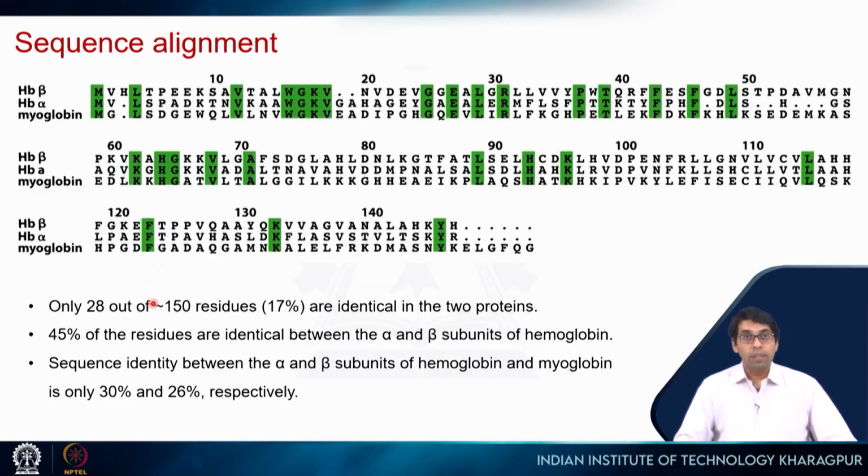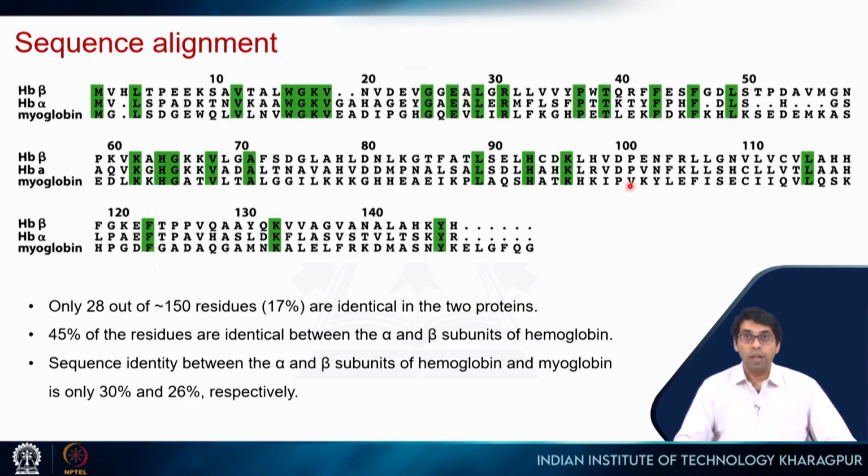If we compare the amino acid sequence of hemoglobin and myoglobin, so these are the 2 chains of hemoglobin, the alpha chain and the beta chain, and myoglobin, we have written all the amino acid sequences here. It turns out that only 28 out of 150 residues are identical in these proteins. Identical means that at this position all are methionine, all are leucine, all are valine, and so on. If you count, there are only 28 amino acids which are the same in all these 3 sequences out of almost 150 amino acids. So only about 20% identical.